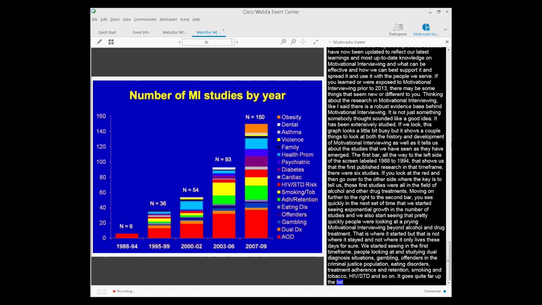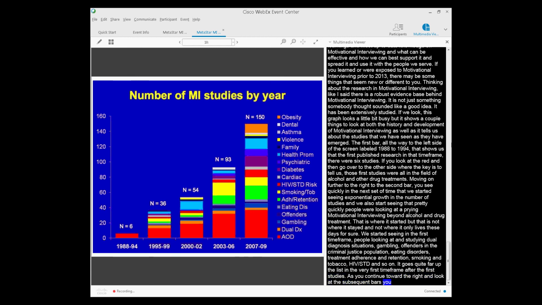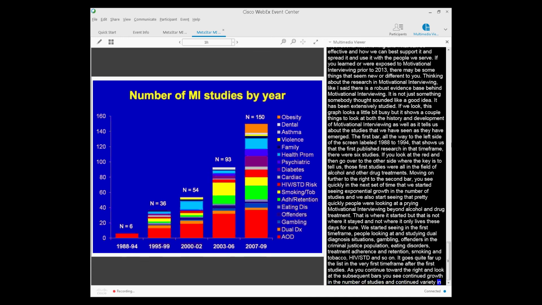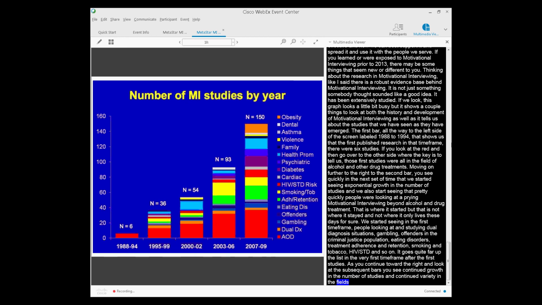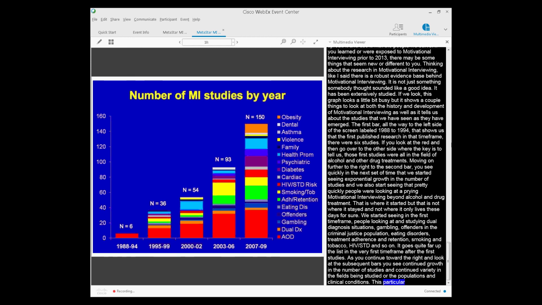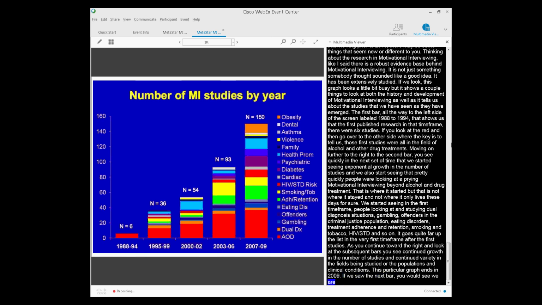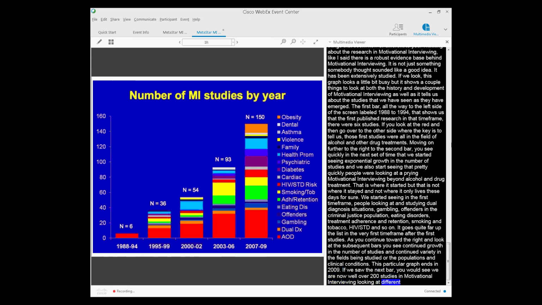As you continue toward the right and look at the subsequent bars, you see continued growth in the number of studies and continued variety in the populations and clinical conditions being studied in terms of the applications of motivational interviewing. Now, this particular graph ends at 2009. If we saw the next bar, you would see that we're now well over 200 studies in motivational interviewing, looking at different applications of it, and the number of different fields where it's being applied continues to grow.